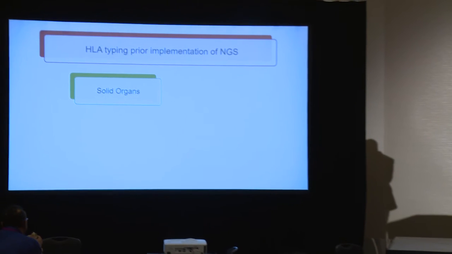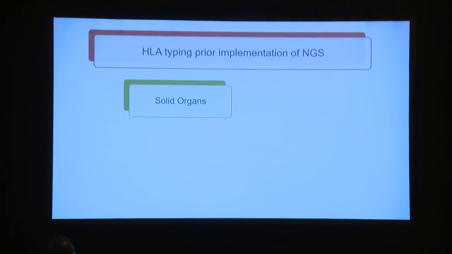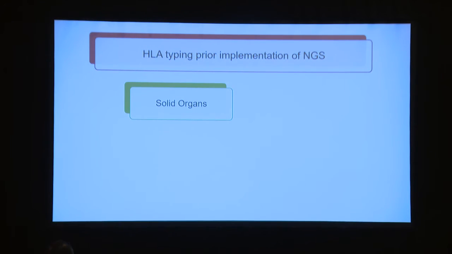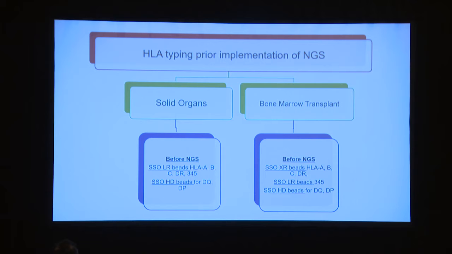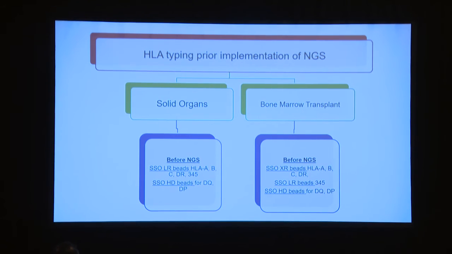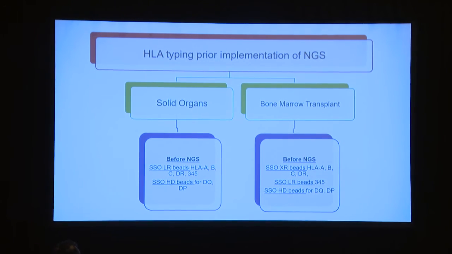Before implementation of our NGS, we did our HLA typing depending on the category. For solid organs, we did low resolution beads for HLA A, B, C, DR, and 3, 4, 5. And then we used the high definition SSO beads for DQ and DP. For bone marrow transplant, we did SSO using the XR beads for HLA A, B, C, DR, and then SSO low resolution for 3, 4, 5, and SSO high definition for DQ and DP.